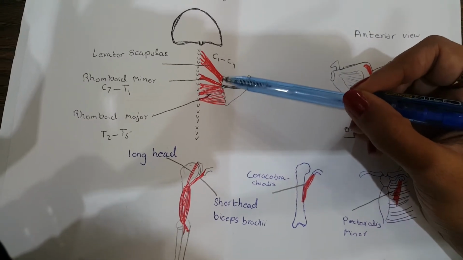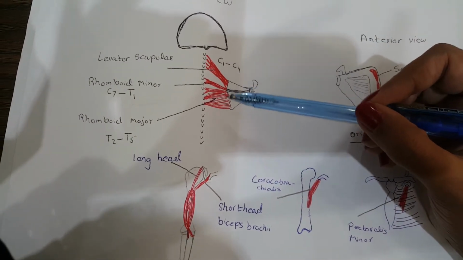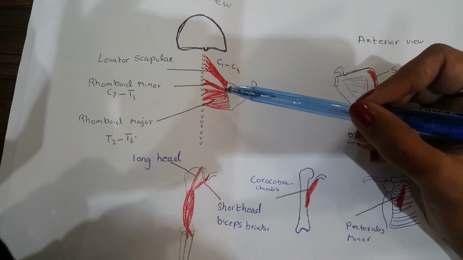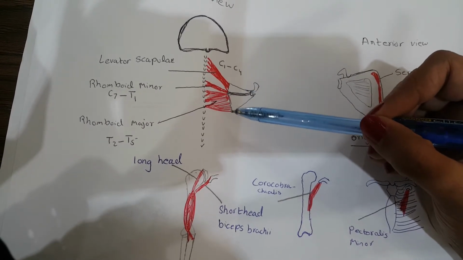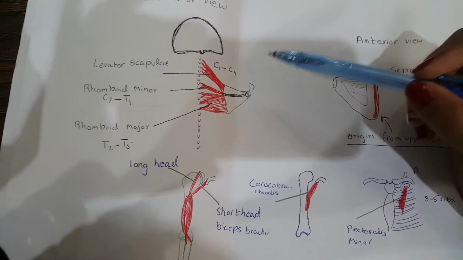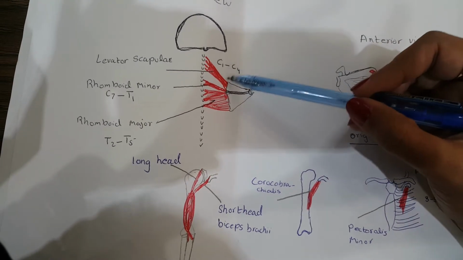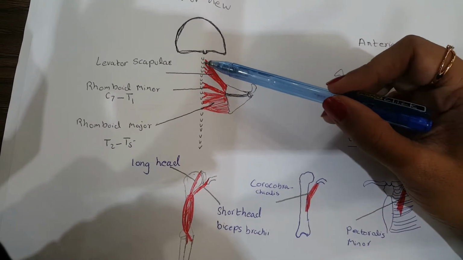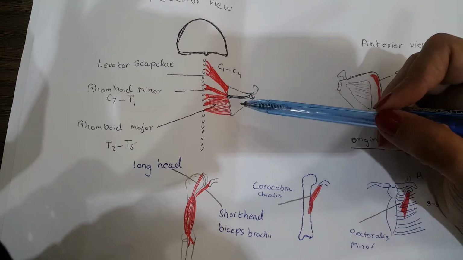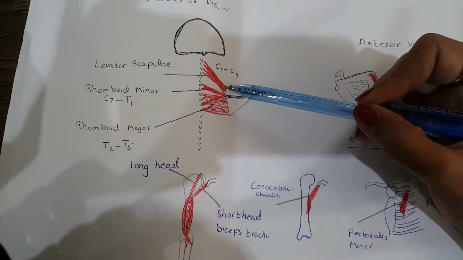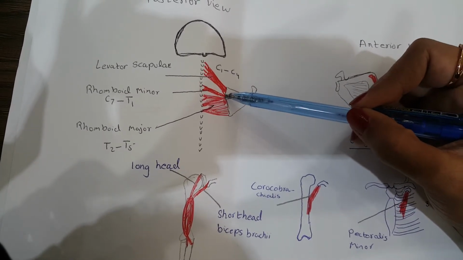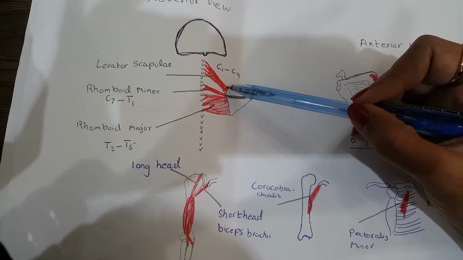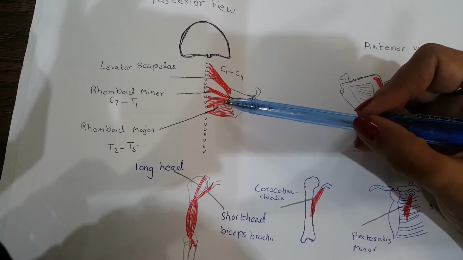Medial border of scapula dorsal aspect gives insertion to levator scapulae, rhomboids minor muscle and rhomboids major muscle. Levator scapulae muscle originates from C1 to C4 transverse processes and is inserted from superior angle to the root of spine of scapula along the medial border dorsal aspect.